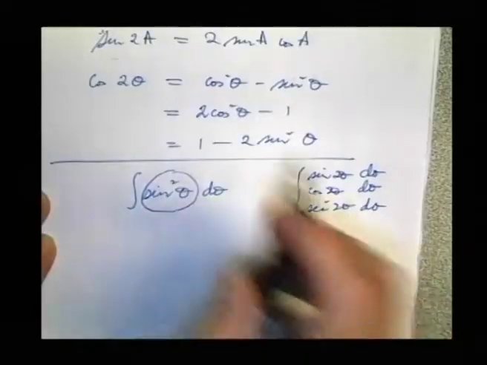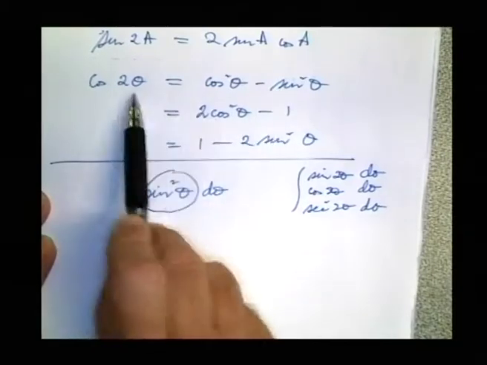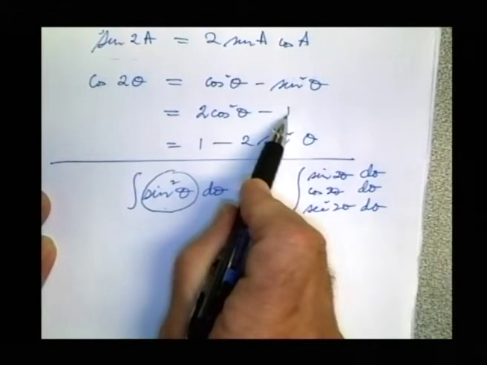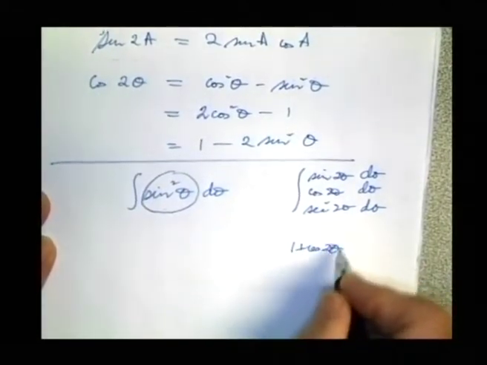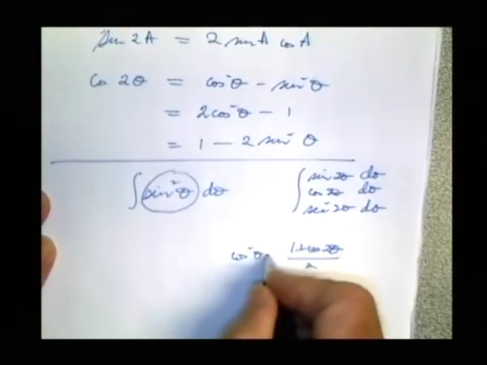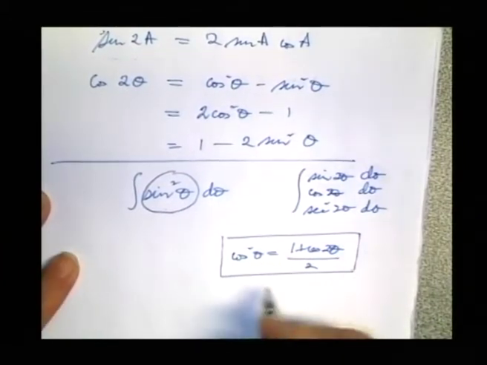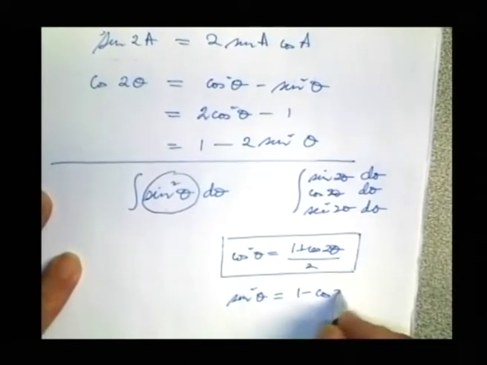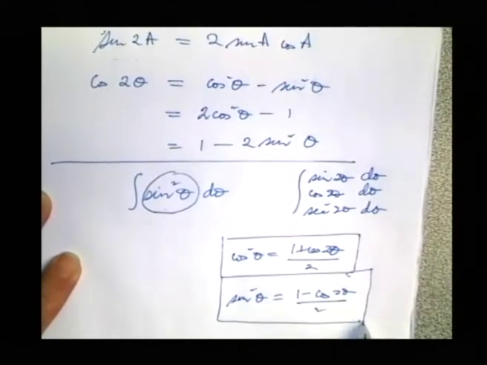Now, you must learn it in this way. So if you take these forms here and manipulate, put the 1 over the other side, what do you get? 1 goes across here, you get 1 plus cos 2 theta over 2. In other words, cos squared theta is equal to 1 plus cos 2 theta over 2. And sine squared theta, if you do the same thing, is equal to 1 minus cos 2 theta over 2. They must be known, these are very important in 3-unit.